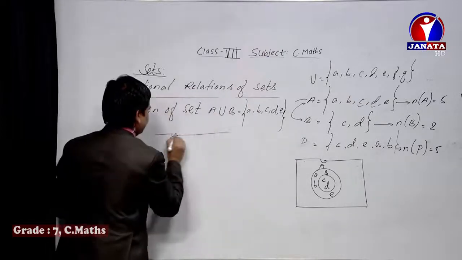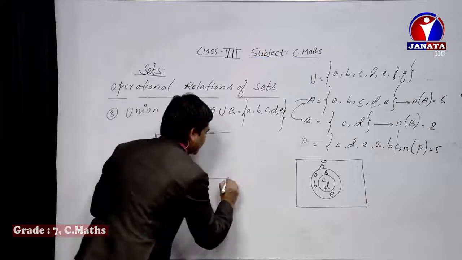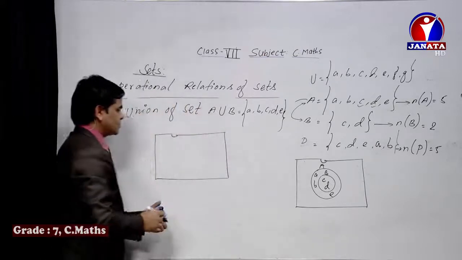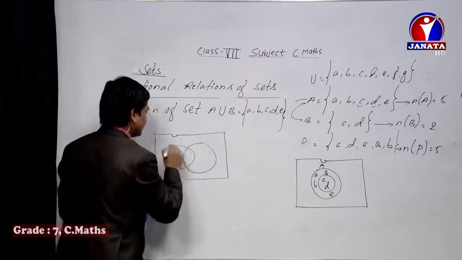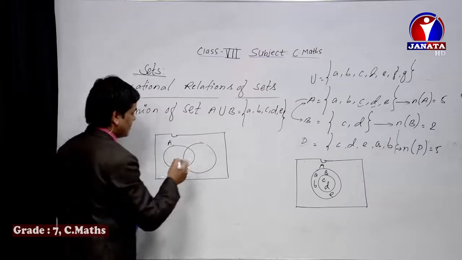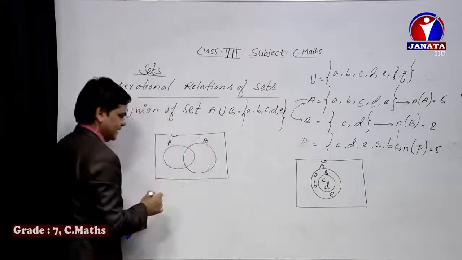Let's take another example, dear students, to understand. That was the case of a proper subset. So here is another, overlapping set. Let's see what happens in the case of union while representing the elements of the union of two sets, set A and set B.